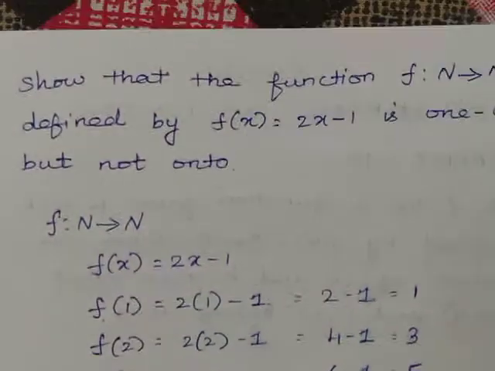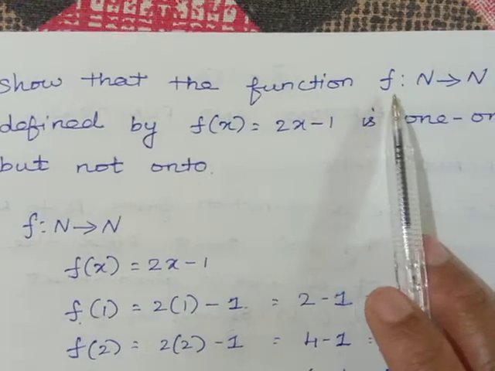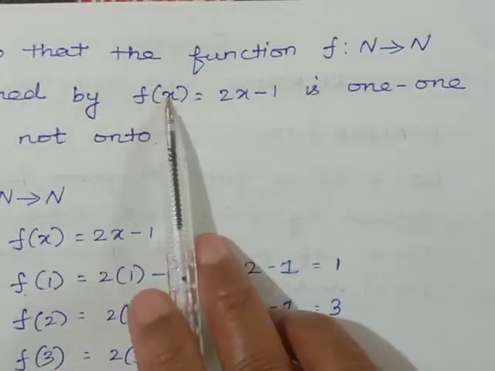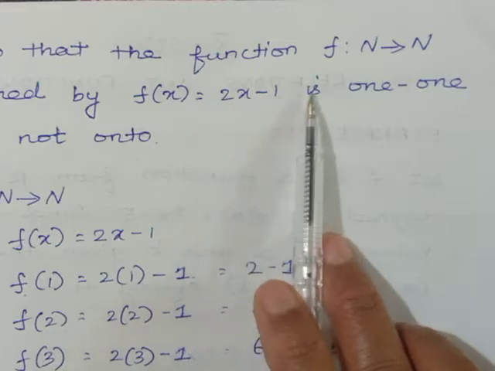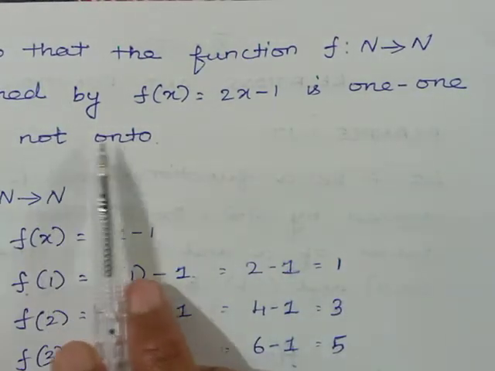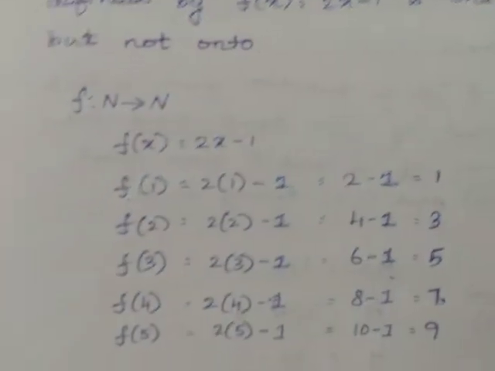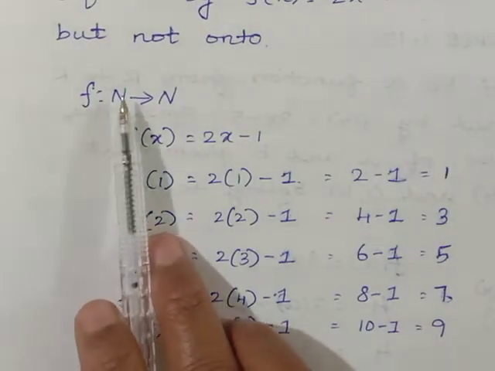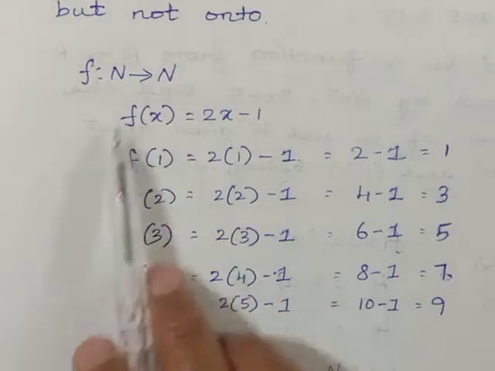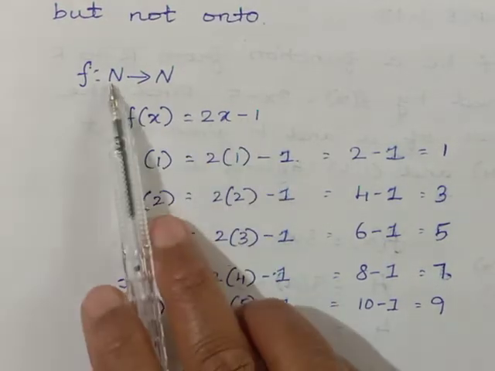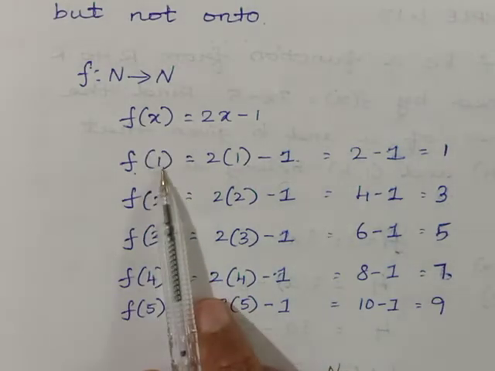Next is your fourth sum. Show that the function f from N to N, natural numbers to natural numbers, defined by f(x) = 2x - 1 is one-to-one but not onto. We have to prove it is one-to-one but not onto. Given the function f from natural numbers to natural numbers, f(x) = 2x - 1. Since it is given natural numbers, we'll start from 1.